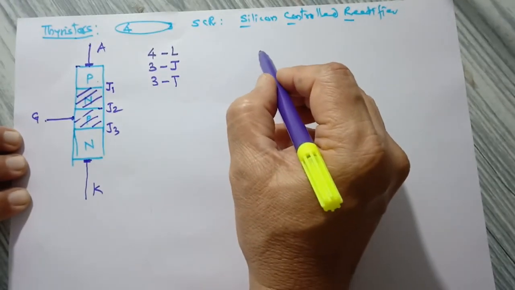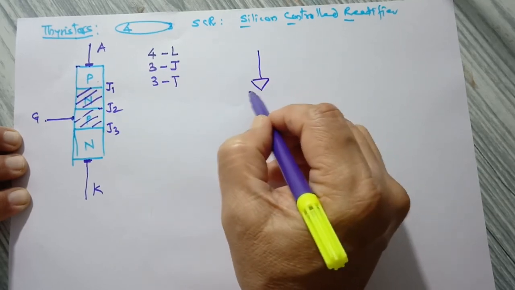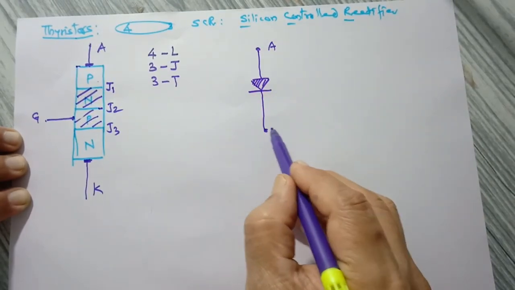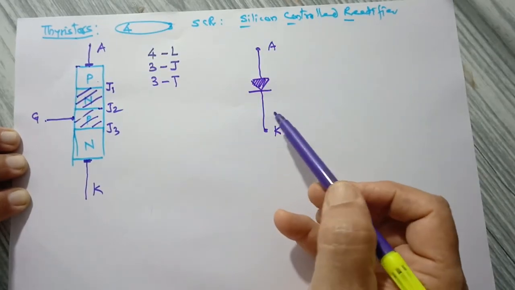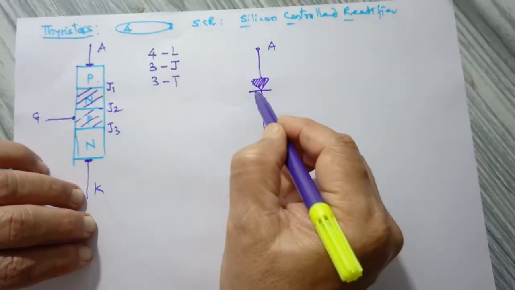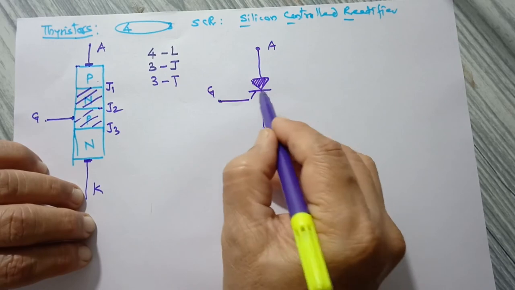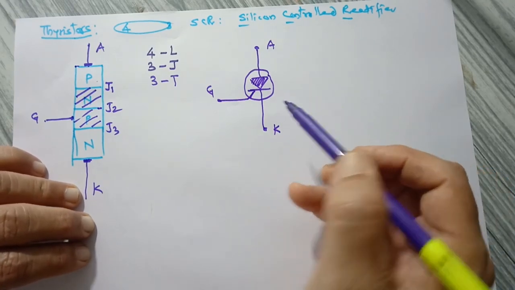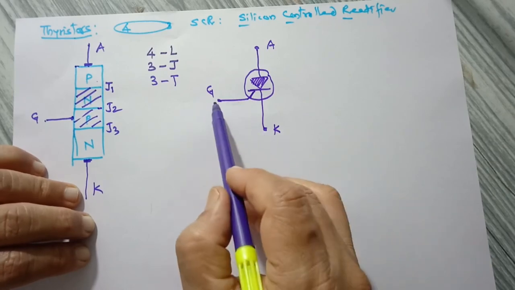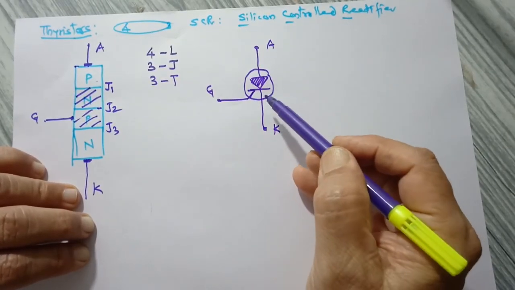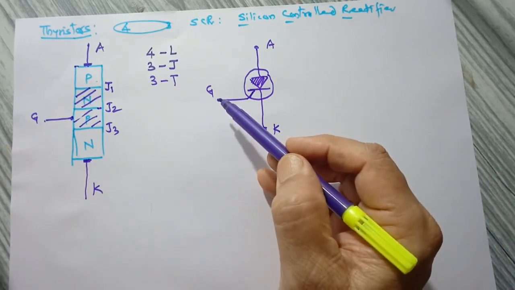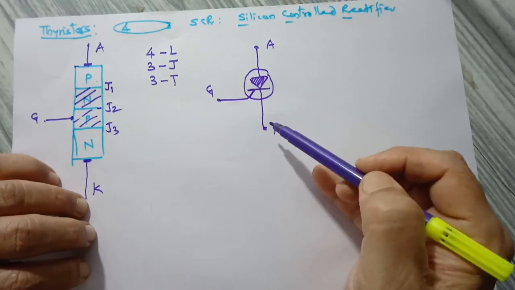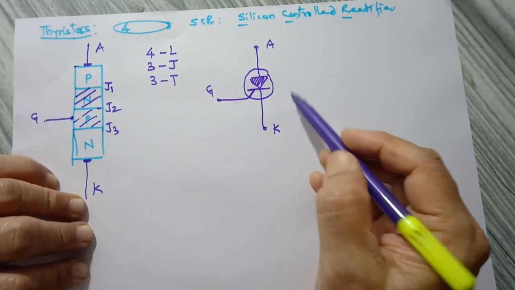Then its symbol is standardized in this way. How to represent the SCR in a circuit diagram? It is like this. This is the anode, this is the cathode, and you know this symbol. This reminds us that it is a PN junction diode, anode and cathode, but it has a third lead, the gate. This is the standard symbol for the silicon controlled rectifier. The gate name is given because it will have control on conduction of the SCR. Later we shall study that just as a gate has control over flow, similarly here the gate lead will have some control on conduction of this SCR. So this is the silicon controlled rectifier.